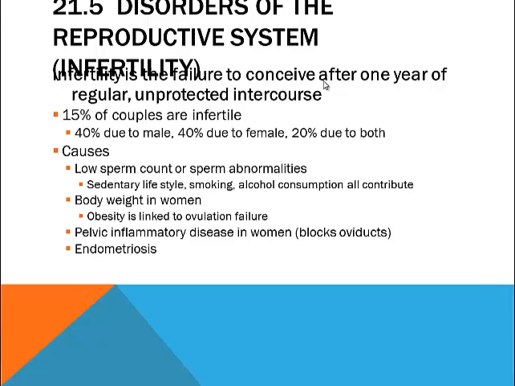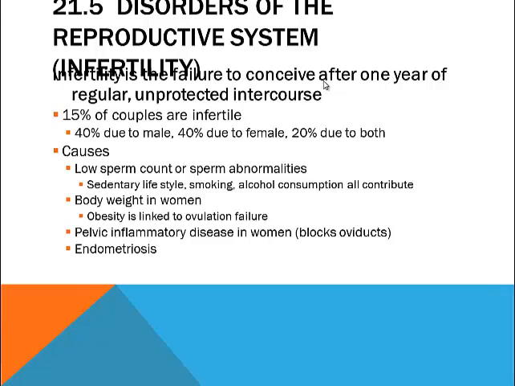Sometimes, causes of infertility can be corrected with fertility drugs, which are gonadotropic hormones that stimulate the ovaries to bring about ovulation. However, this may cause multiple ovulations and multiple births. Infertility can also result from a low sperm count or sperm abnormalities. Oftentimes this is due to a sedentary lifestyle, smoking, or alcohol.